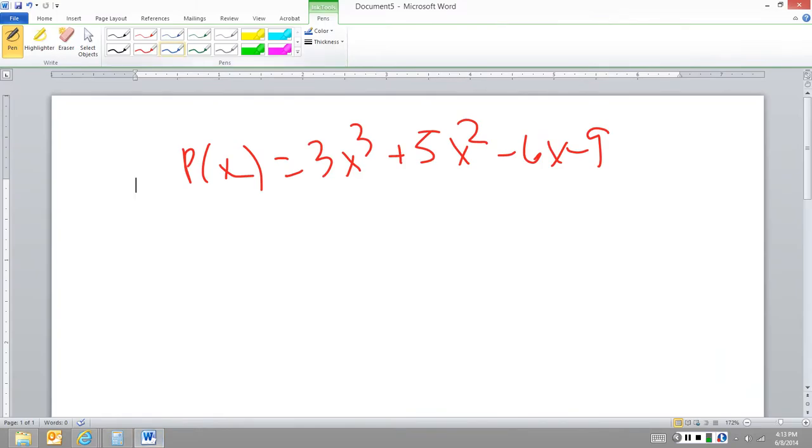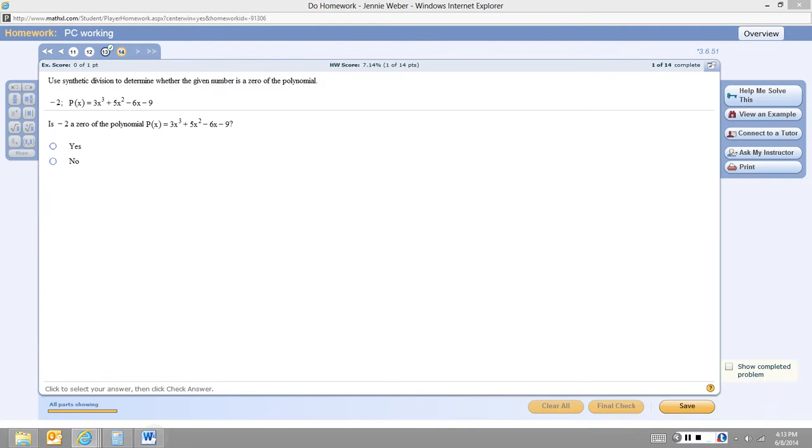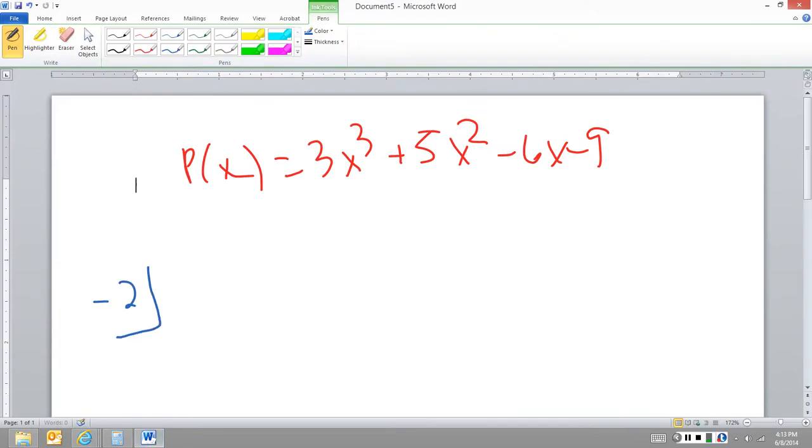So we were testing, oh, I forgot to write down what we're testing. We're testing -2. So I have -2 here. Then here I'm going to write my coefficients: 3, 5, -6, and -9.